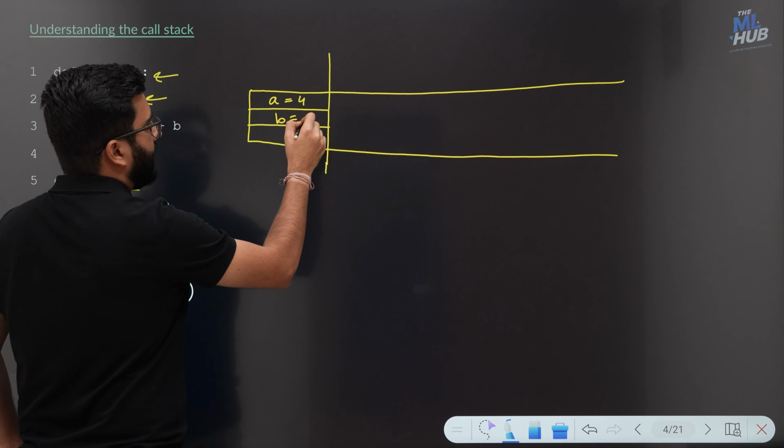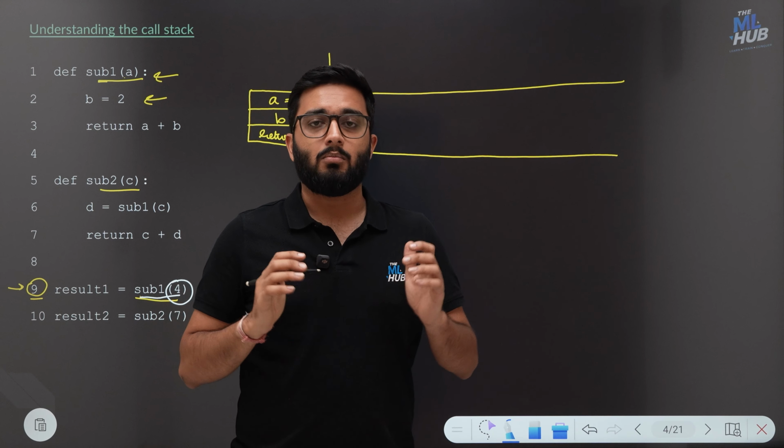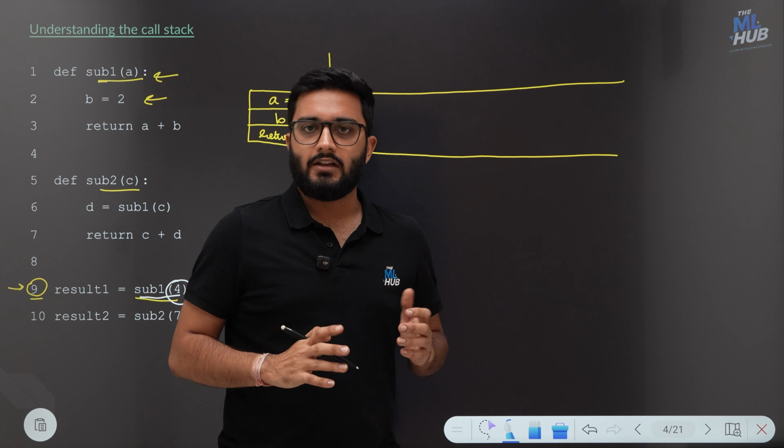And finally the return address. The return address is the address from which the function is called, from the parent function. So here the return address will be 9. When sub1 is done, we'll return at line number 9 and the main function resumes its operation. So these are the 3 things, in a broader way, that this call stack usually stores.